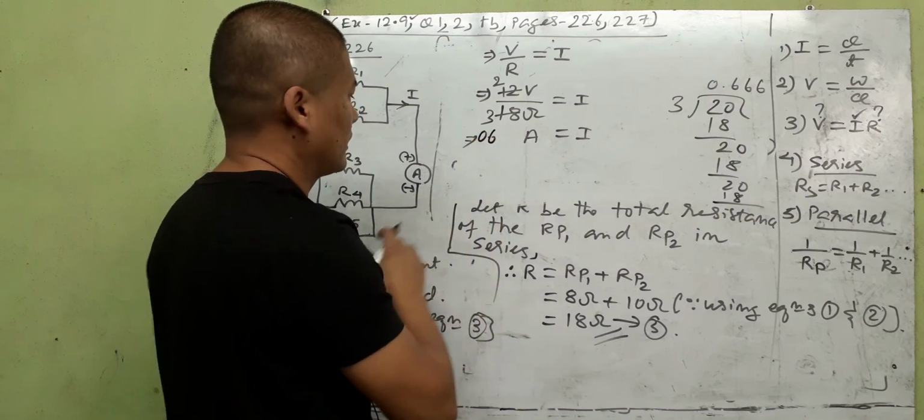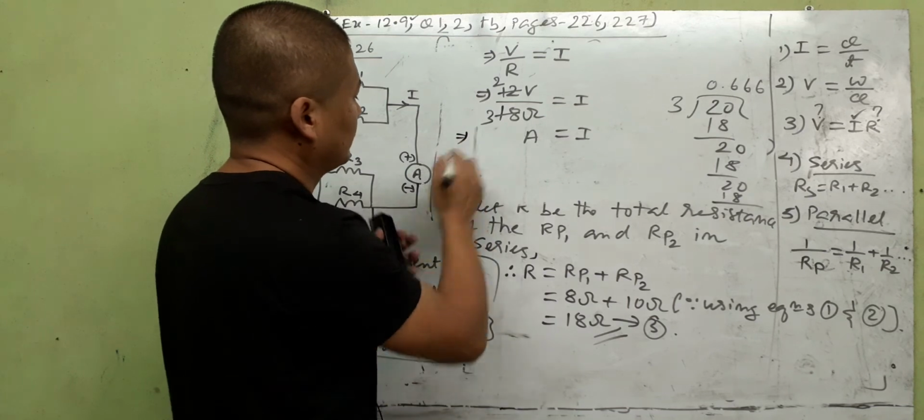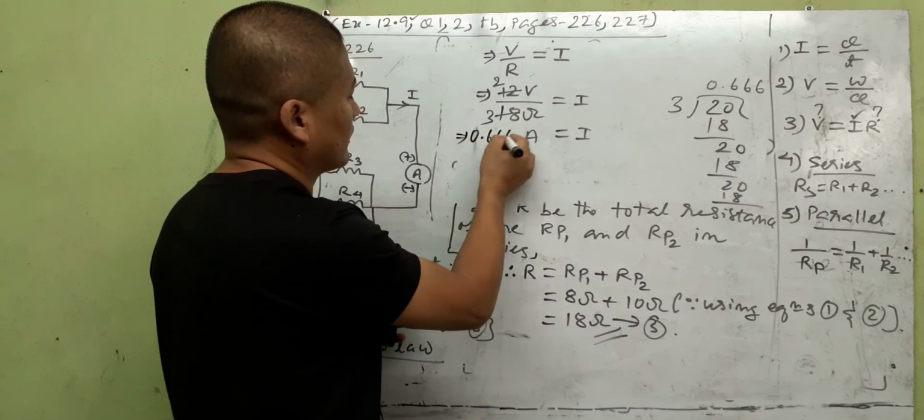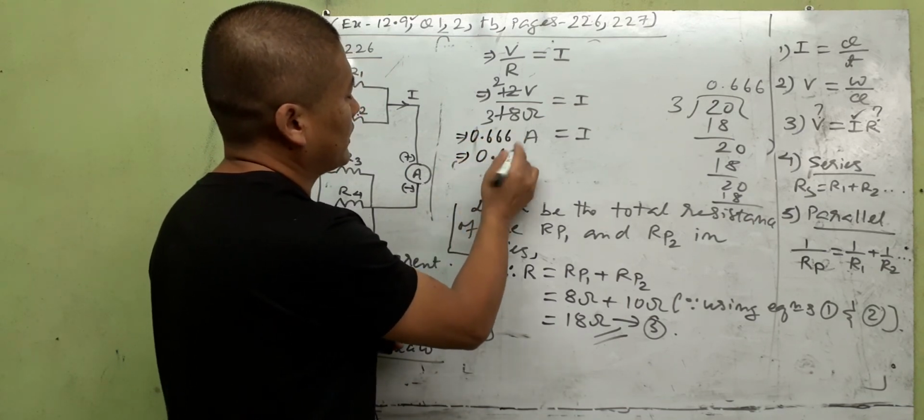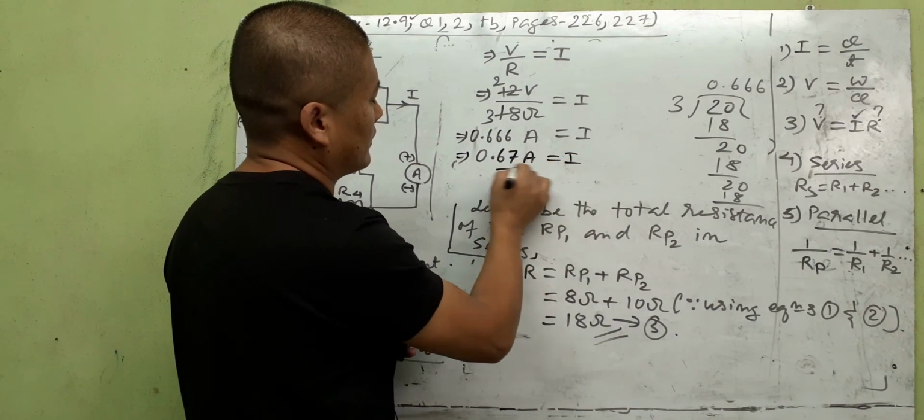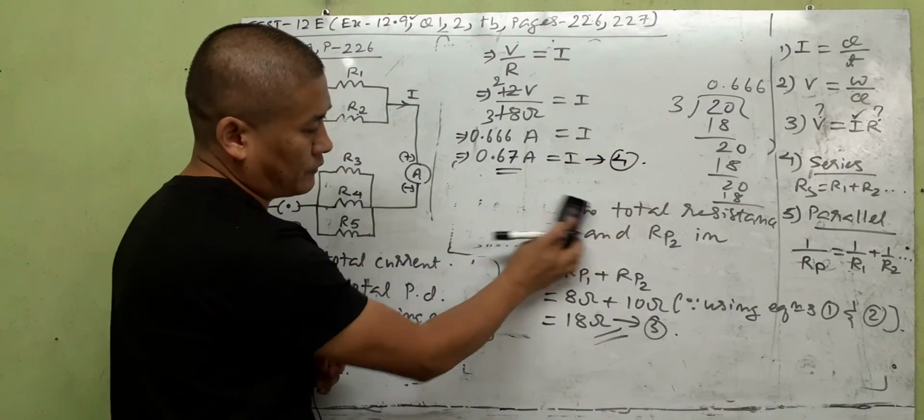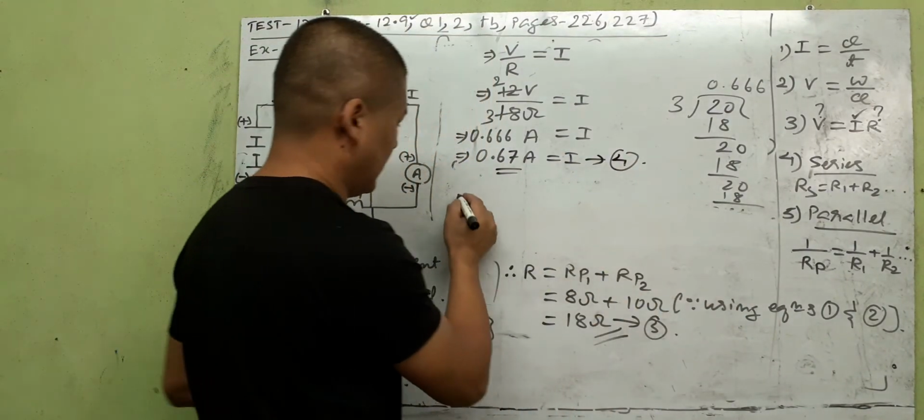So we get 0.666. Third place is 5 or more than 5, so that will become 7. So this is your answer for current. This is equation number 4, let us say. So finally you can write your final answer once, if you want.